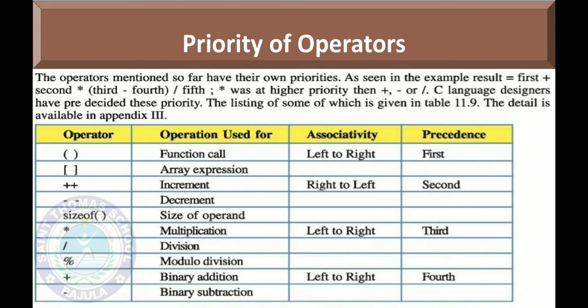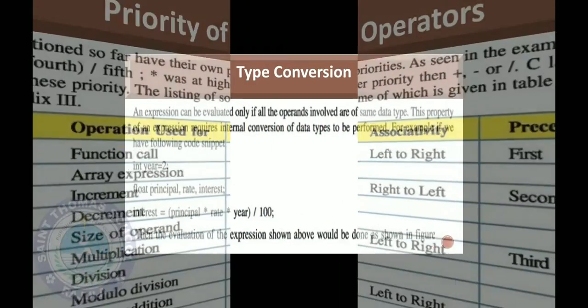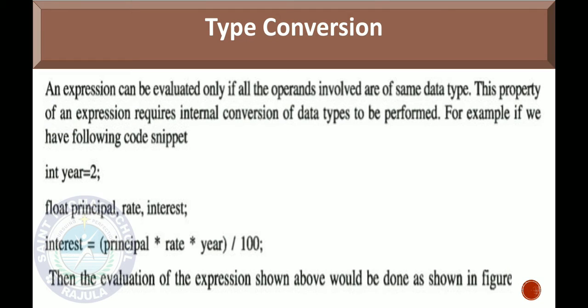Then our next topic is type conversion. So first, what is type conversion? An expression can be evaluated only if all the operands involved are of the same data type. Means if you want to evaluate any equation, then the operands you are using should have the same data type. This property of an expression requires the internal conversion of data types to be performed.